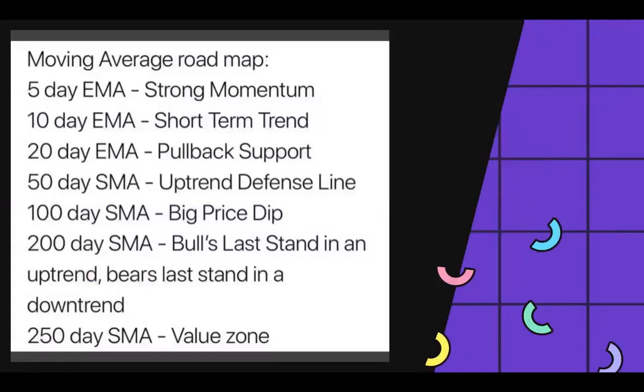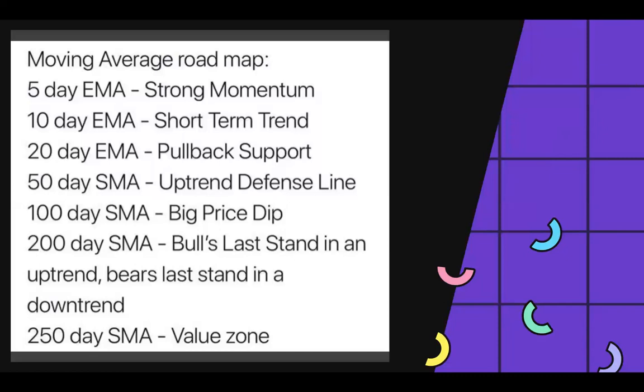Here's a little roadmap. The 5 is the strong, the 10 is the short term. I use the 9. The 20 is the pullback support. I use 21. Don't ask why I use 9 versus 10 or 20 versus 21. It's really not that big a difference. It's just how I learned it. If you put 20 versus 21 right next to each other on the chart, you're going to see the same thing. 50 is the uptrend defense line.